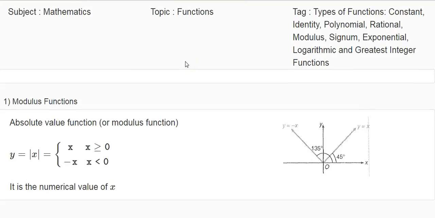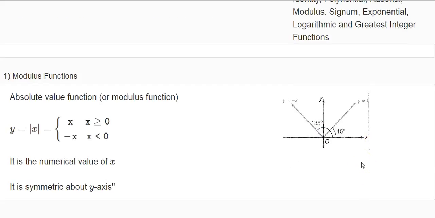A very important property of the modulus function is that it is symmetric about the y axis. Now, as you can see, this is the graph of the modulus function when x is positive, and this is the graph when x is negative, and these two parts are mirror images of each other.